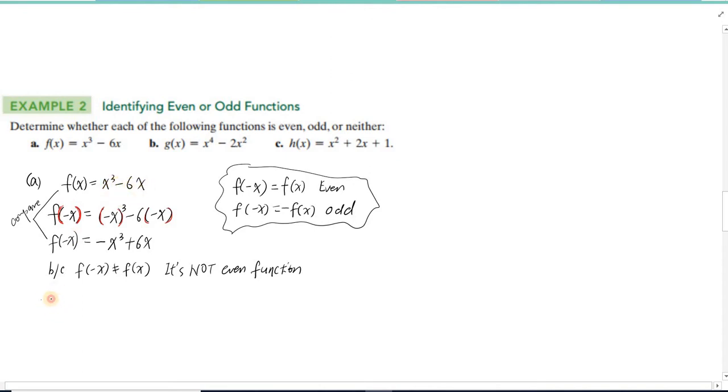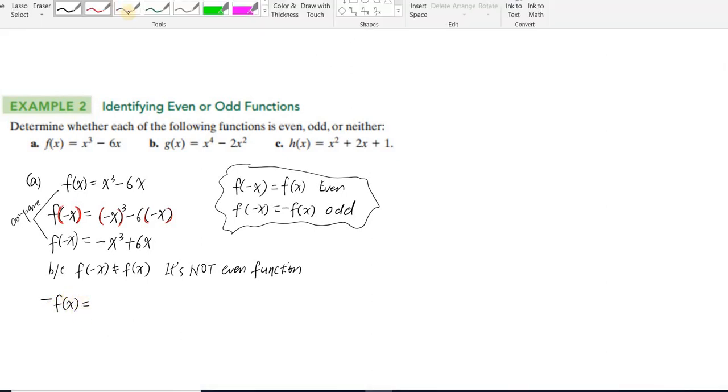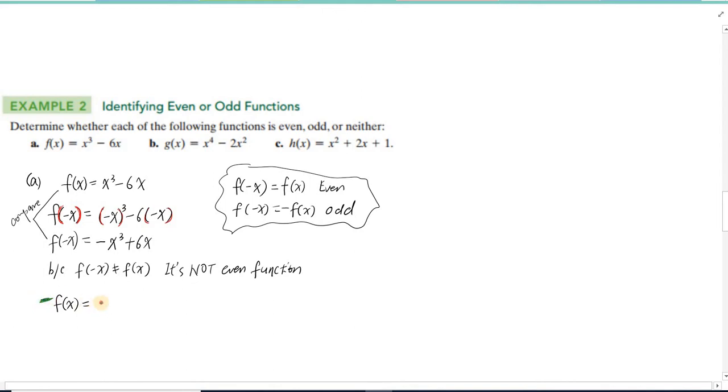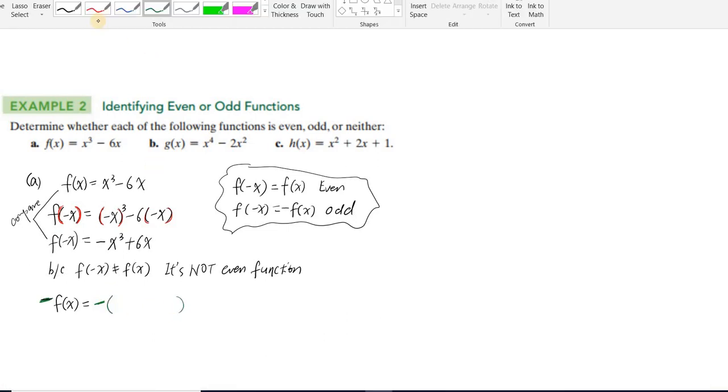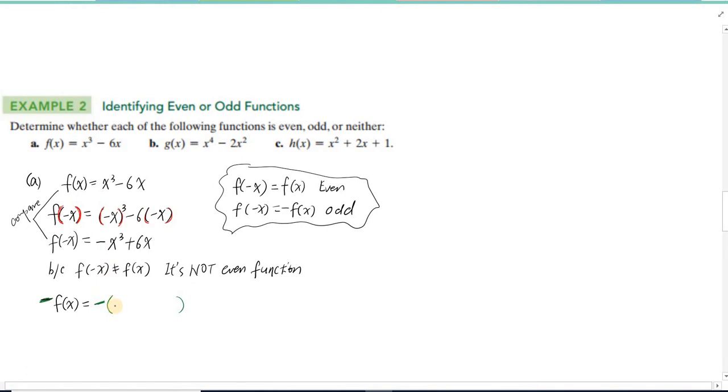So if I put a negative sign in front of your f of x, I'm changing to a different color. I'm just going to put a negative sign right there, and then a parenthesis. Everything else, I'm just going to copy down: x to the third power minus 6x. Again, all I did is write negative f of x, because I want to compare this to f of negative x. That is the reason.